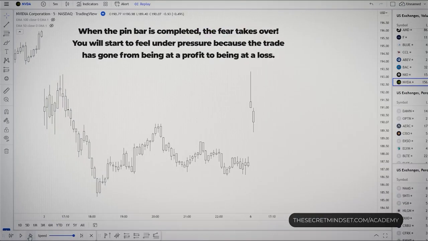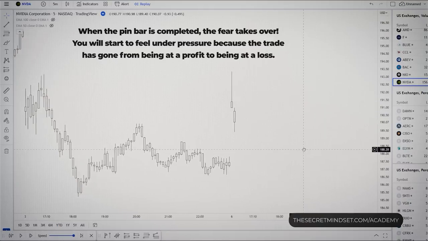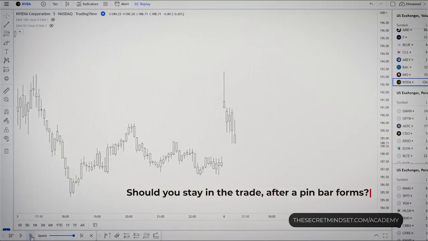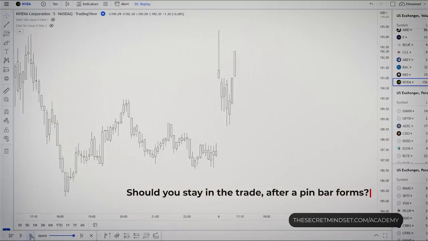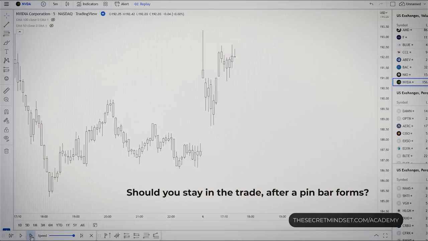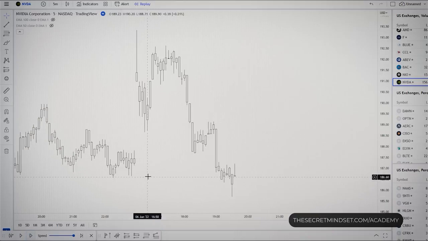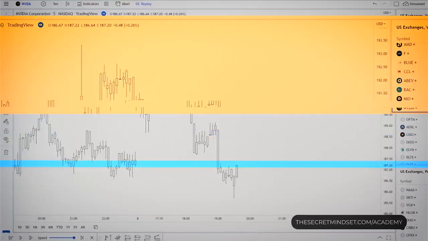And when the pin bar is completed, your fear takes over. If you entered when this candle looked bullish, by now you would start to feel a little bit under pressure in regards to what the market may do next. Your trade has gone from being at a profit to being at a loss. And if the market goes down any lower, you will start to consider whether it's a good idea staying in the trade. Again, fear and greed. I always think like this when I'm considering a trade.